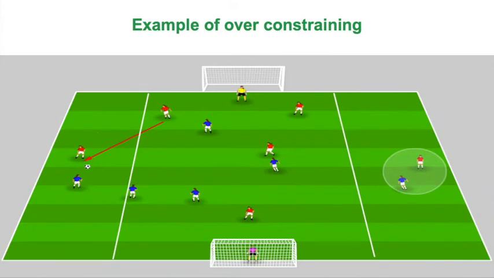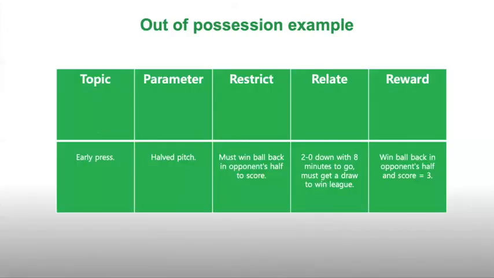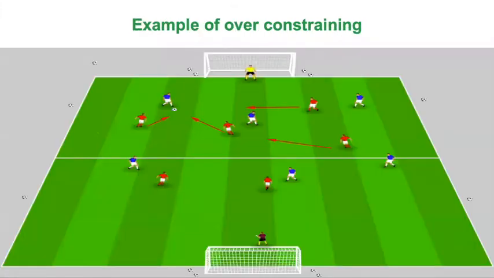So just be careful when you're using the constraints that you don't lose the actual realism of what they will come up against when they play the actual game at the weekend. And an out of possession example might be, as I said, like an early press, a half pitch, restricted. You say you have to win the ball back in the opposition's half. If you're relating, you give them the scenario like earlier. But the reward might be win the ball back in the opponent's half and score, and we'll give you 3. So that's just an image linked to that. Early press: reds are trying to win it in the opposition half, and then we give them 3 if they score.